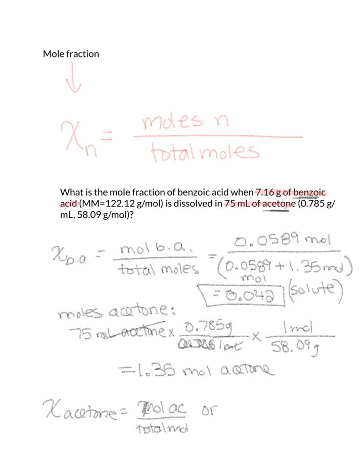Or I could just say that the mole fractions of benzoic acid plus acetone have to equal 1. Why? Because it's 100%. That's all there is. So I could just do 1 minus chi benzoic acid. That's because this has two components in the solution, of course. So I would find out that this is basically a solution that's 96% acetone. Makes sense again, solvent.